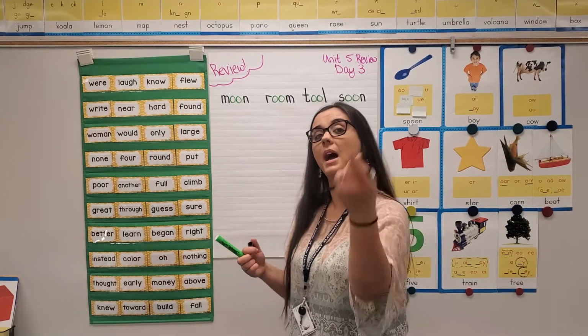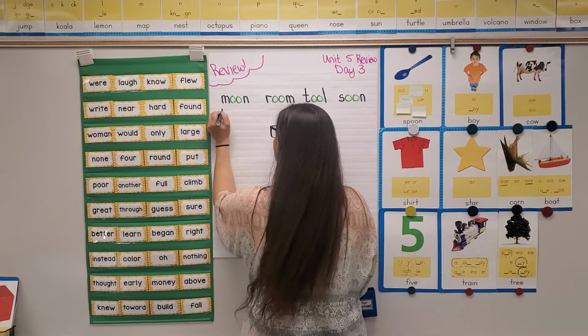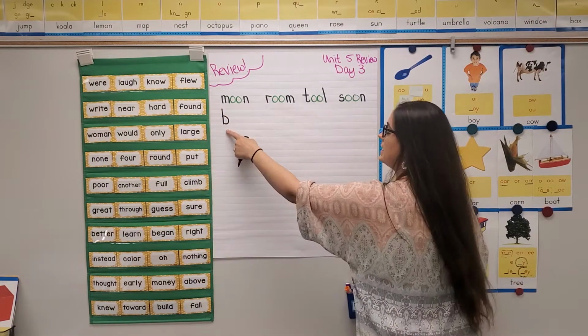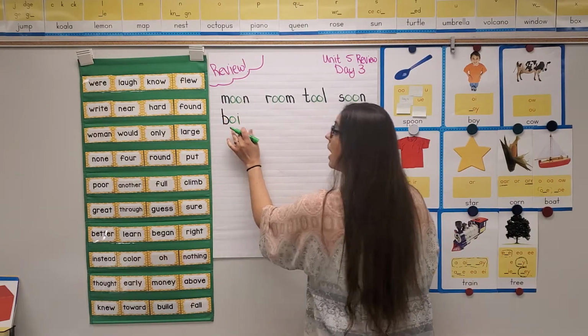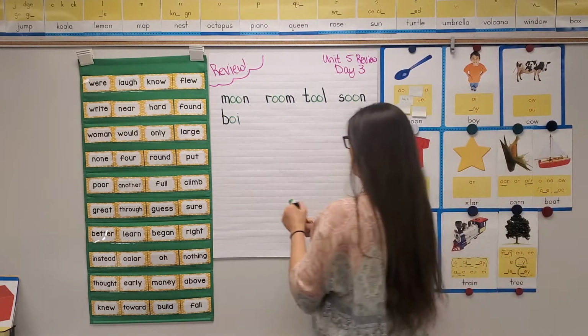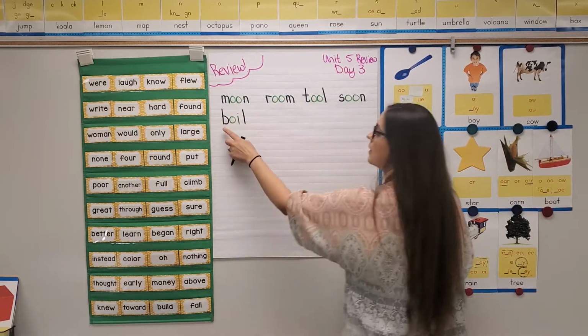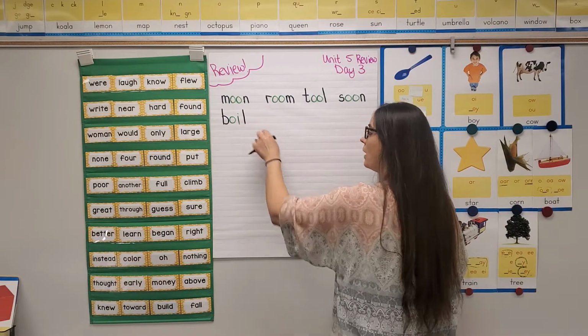All right, next word, boil. Your turn. Oi, ol, boil. And B says b. O-I, like the boy card, says oi. L says ol, oi, ol, boil. Your turn.